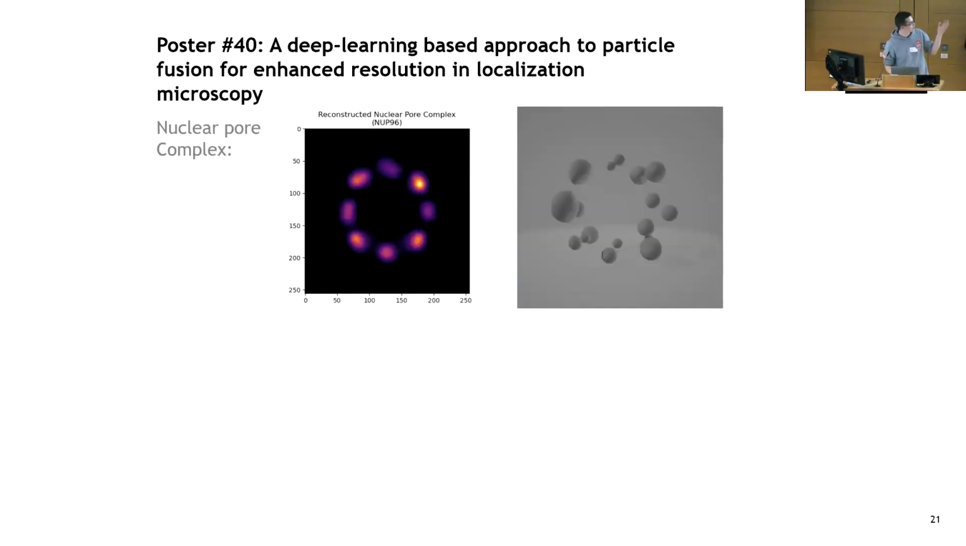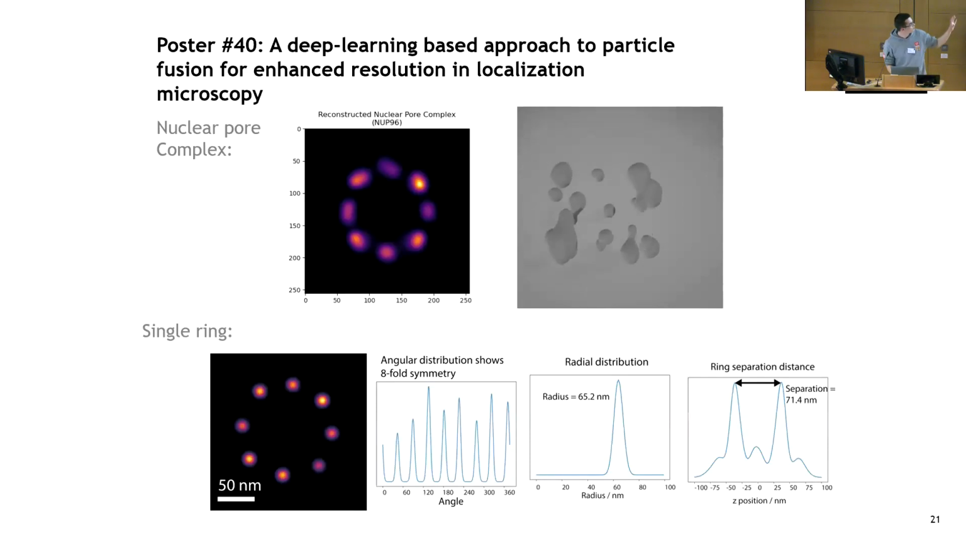And just some preliminary results. You can see some more if you come to the poster at poster number 40. You can pull out nuclear pore complexes with 8 sites with the 8-fold symmetry. Video might play. And see 2 rings. And then if you look at a single ring, you can pull out 8-fold symmetry and look at the spacing between rings.